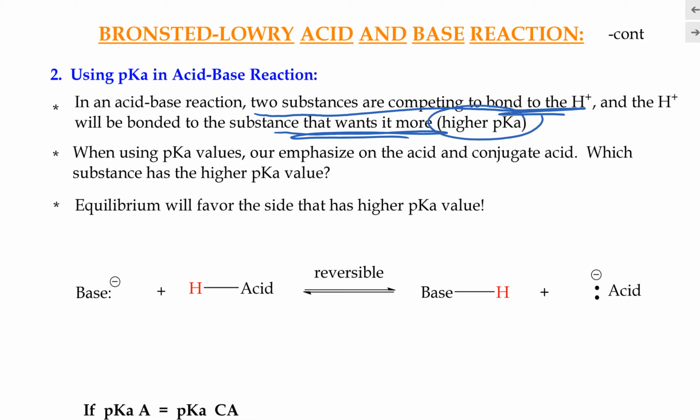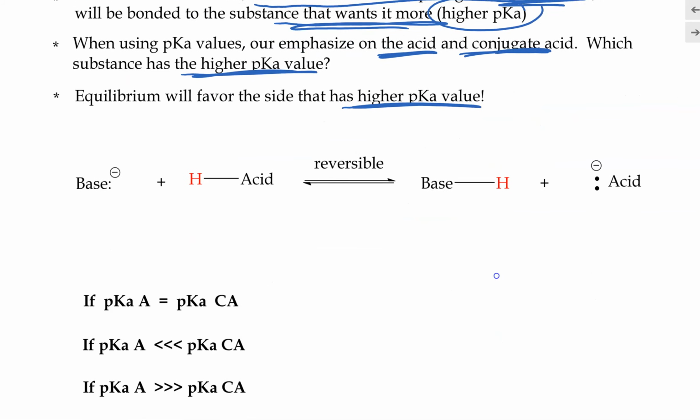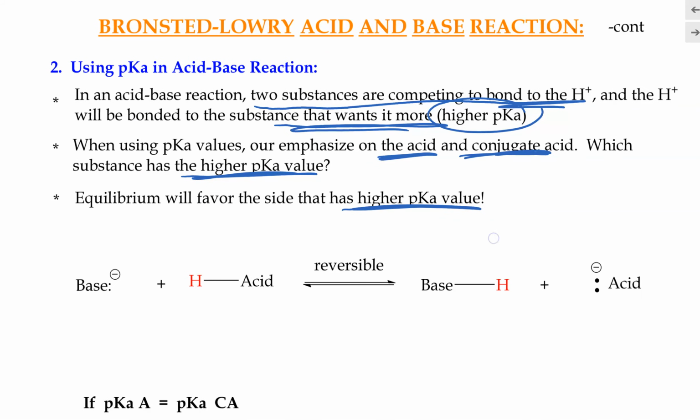So when using pKa values, our emphasis is on the acid and the conjugate acid. And we ask ourselves, which of those substances has a higher pKa? Equilibrium will then be favored to the side that has the higher pKa value. Now, when we use ARIEL, our emphasis is on the base and the conjugate base. But when we use a pKa value, we can now emphasize the acid and the conjugate acid.